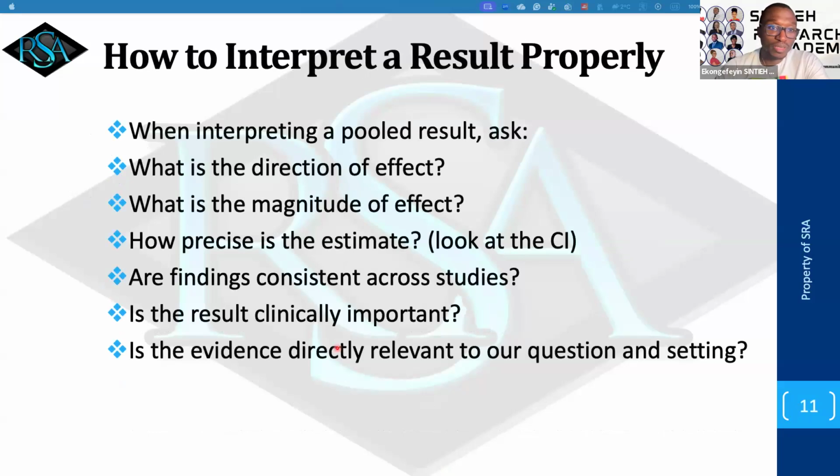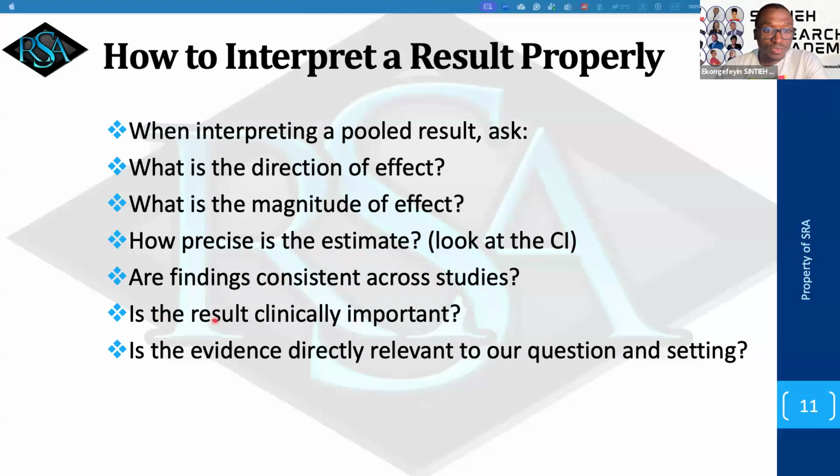Again, this is a template that you will have in your hand now, but when you're interpreting results, you need to always interpret the pool of the results you have and not the studies independently. So you look at all the results that you got and then you try to interpret them and ask yourself, what is the direction of the effect? If you're looking at a series of drugs or a series of interventions, is it reducing the effect or is it increasing the effect? How big is the effect? That's magnitude. How precise is the estimate? So you look at the confidence interval, right? And are the findings consistent across studies?